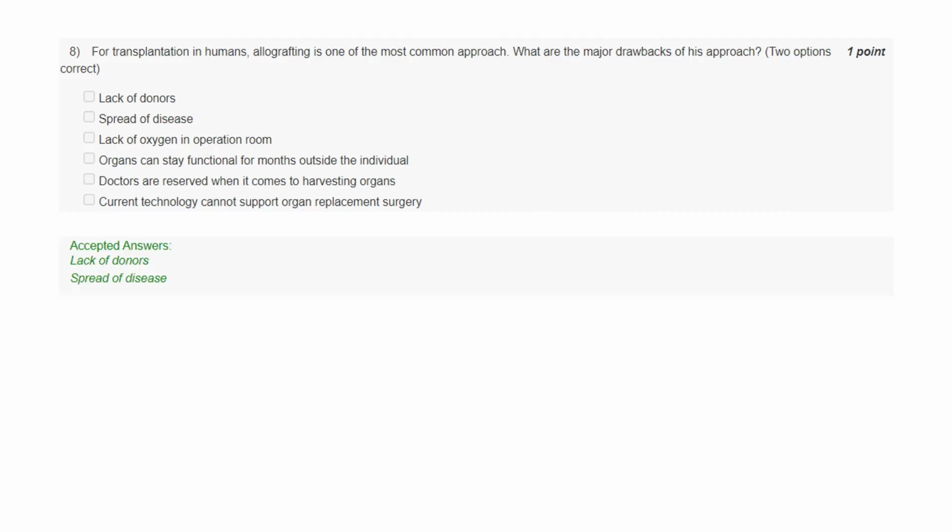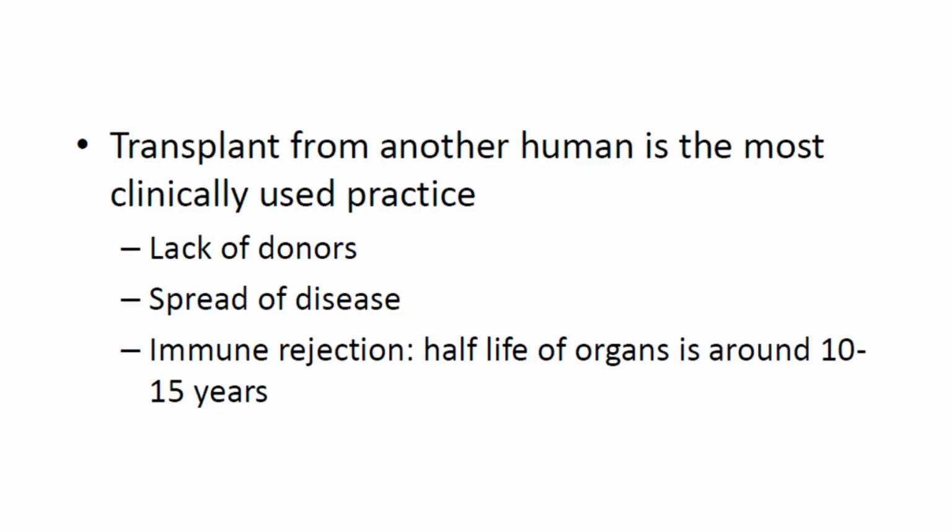Let's see. So all of you were correct. The correct options are lack of donors and spread of disease. Allografting is taking a graft from one human and implanting it into another human. Although this is the most widely used practice right now in clinics because of the lack of other practices, there are certain drawbacks associated with this transplant. First is lack of donors. There is a lot of demand for organs, let's say eyes or heart, but we don't have enough donors, so that is one drawback.